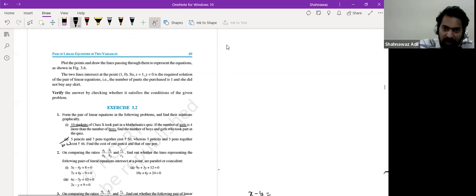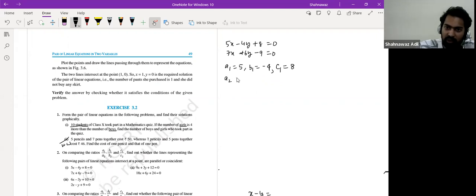So this one, 5x minus 4y plus 8 equals 0 and 7x plus 6y minus 9 equals 0. So A1 is what? 5, right? B1 is what? B1 is minus 4, right? Yes, sir. And C1 is 8, right? And A2 is what? 7, right? And B2 is 6, and C2 is minus 9, right?